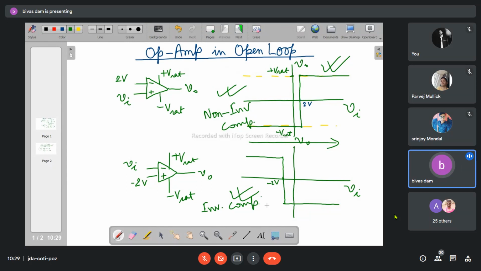But the thing is, in the case of non-inverting comparator, the input signal will be connected to the non-inverting input terminal and the reference signal will be connected to the inverting input terminal. And the reverse is true for the inverting type of comparator. There, the input signal will be connected to the inverting input terminal and the reference signal will be connected to the non-inverting input terminal. Now, both may be direct or indirect.